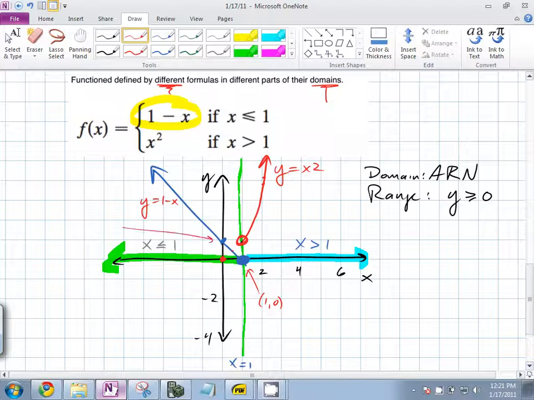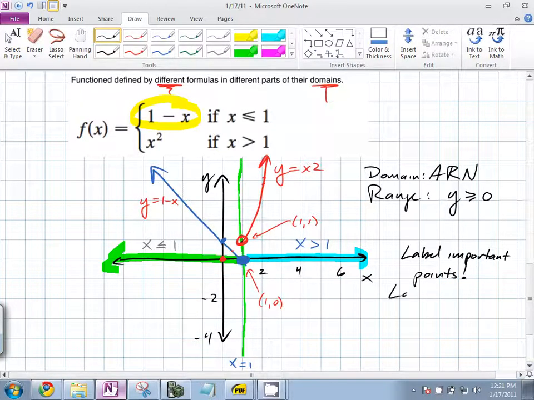You could label this. That's what I was looking for. That's 1, 1, right? It's really important. Label important points. So when you're graphing piecewise functions, label important points. Label functions. Label axes. Put in appropriate arrows.